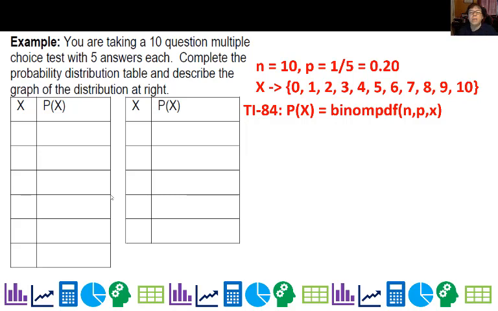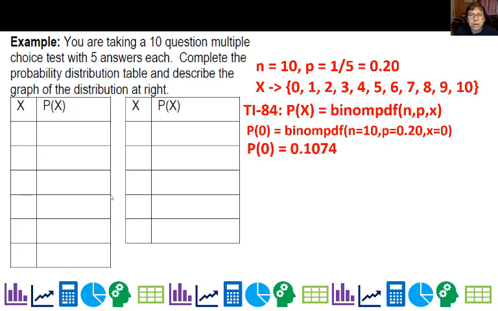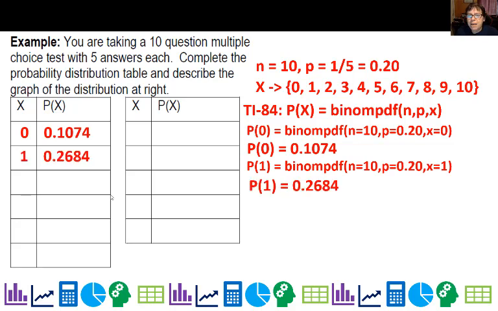All right, so I'm going to show you the calculator notation just so you can see it for those of you using the TI-84s. So if I want the probability of 0, I would do binom PDF of n equals 10, p equals 0.20, and x equals 0. And my calculator would spit out 0.1074. Now you're probably going, wait a second, I don't know how to do it. Hold your horses. It's fine. It's just fine. All right. Same thing if I want to know the probability that x is 1. All right. But there are better ways for doing this.